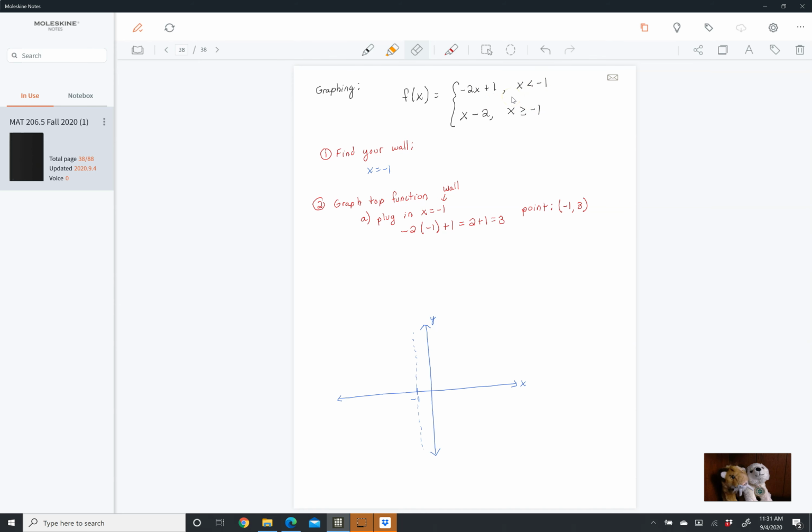So this function ends at negative 1. This one starts at negative 1. That means that we are going to have this on the wall, but it's an open dot because it's not included. So at negative 1, 3, we have an open dot.